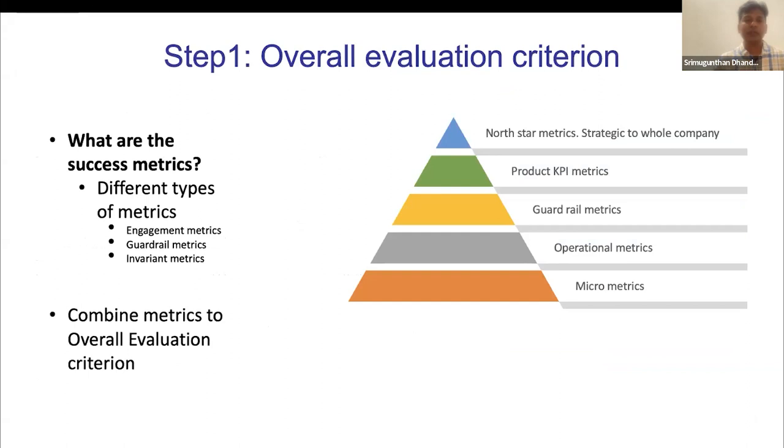So the first step is coming up with an overall evaluation criterion. The Microsoft papers use this terminology called overall evaluation criterion. So basically you want to define what your success metric is. When you say a metric, there are different kinds of metrics that are possible. You can have engagement metrics, and there are several other kinds. And the metrics themselves are in a hierarchy. So you will have a North Star metric that is strategic to the whole company, and you will have some metrics that are specific to your product, KPI metrics. You will have the day-to-day operational metrics or some other secondary metrics. So those kinds of metrics you will have.